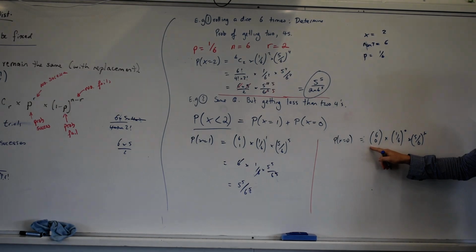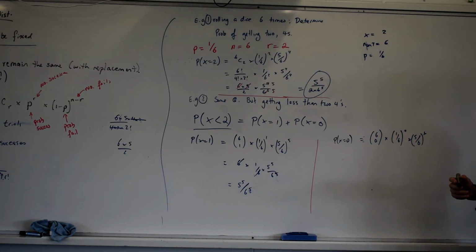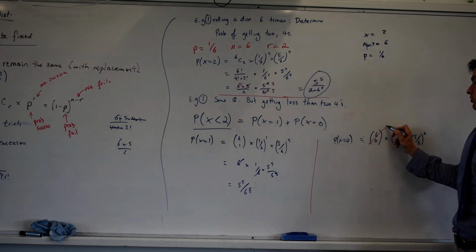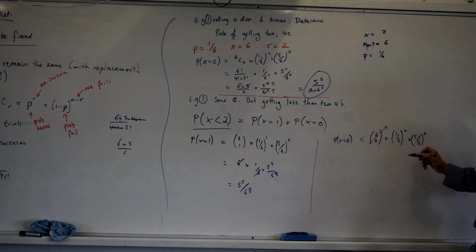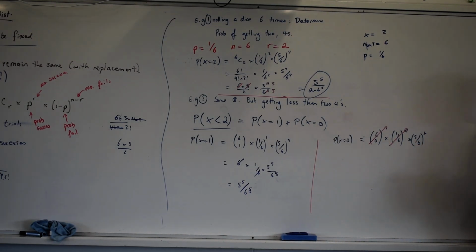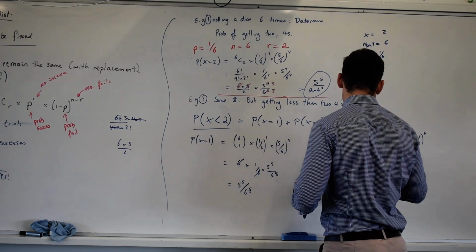What are these? What's this one going to be? 6 factorial divided by 6 factorial, so that equals 1. Anything to the power of 0 is? So we're just left with 5 on 6 to the power of 6.